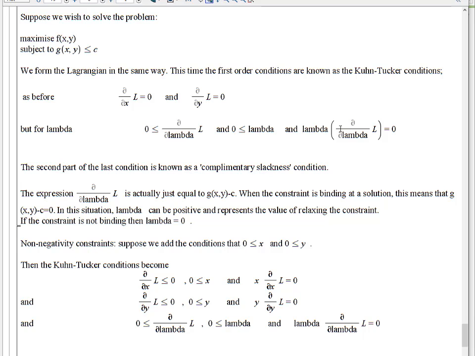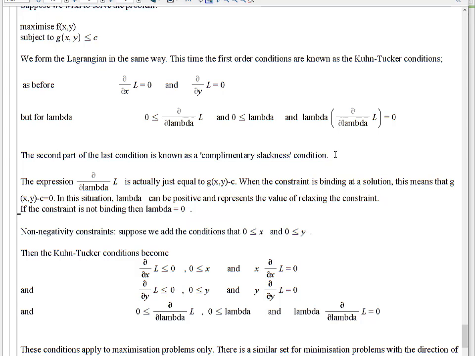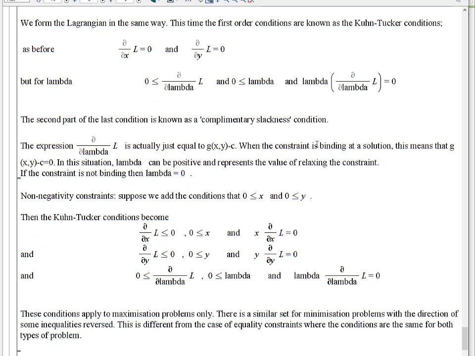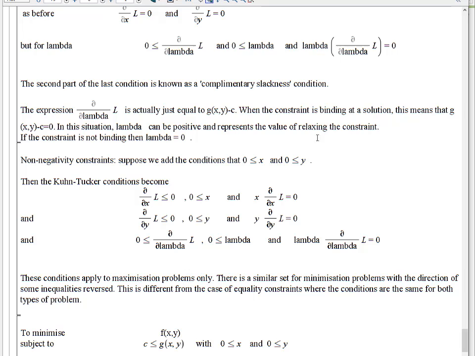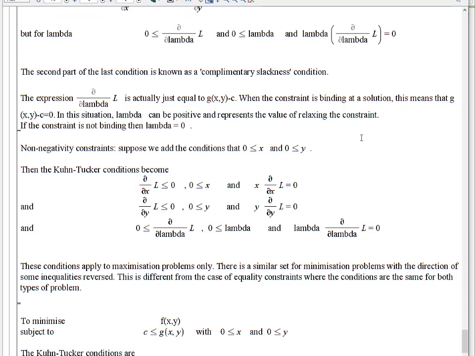And this part here essentially means that either this is 0 or this is 0. So either lambda itself is 0 or the derivative is 0. And the last condition is known as the complementary slackness condition, which is a very ugly expression. So this part here is just equal to the constraint.